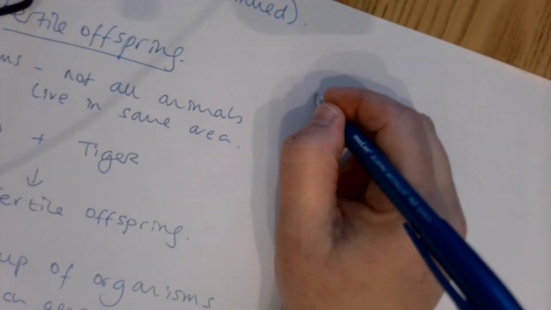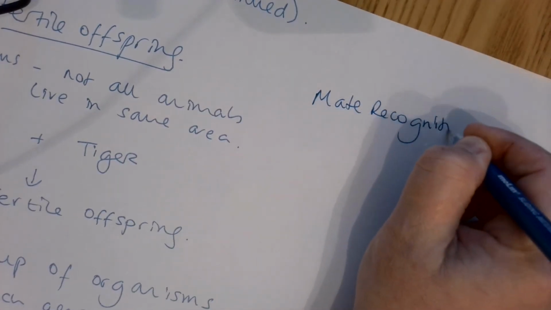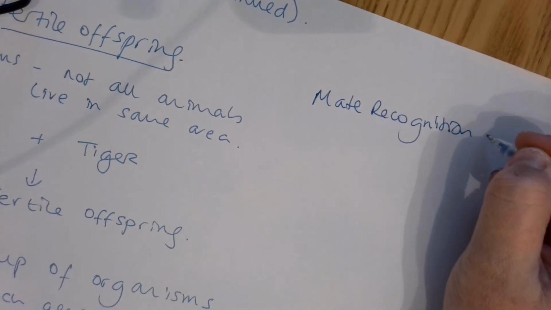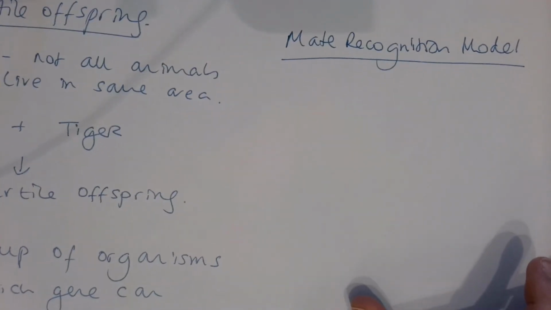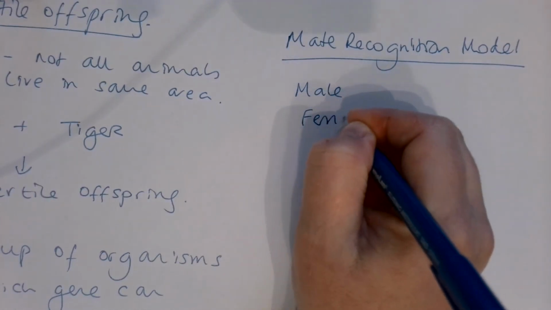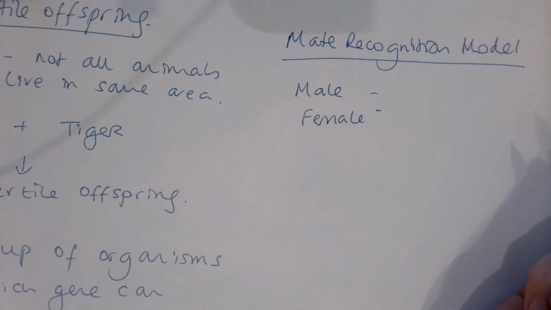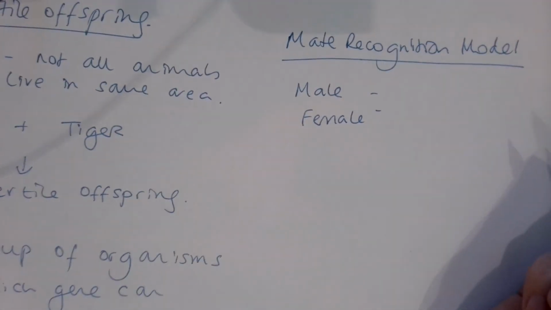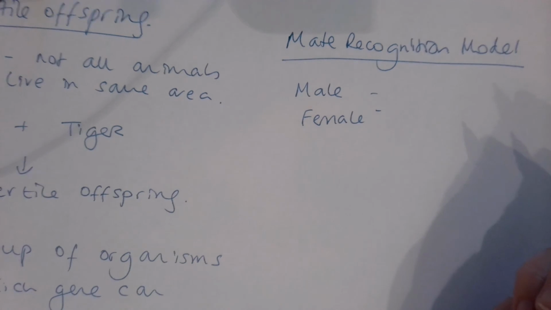Okay, the next one then is mate recognition. Okay, the mate recognition model. And so, if a particular male recognises a female and they're able to mate, then they must be of the same species. And so, generally that's relatively straightforward, and it helps us a lot, especially when a male and a female are different.